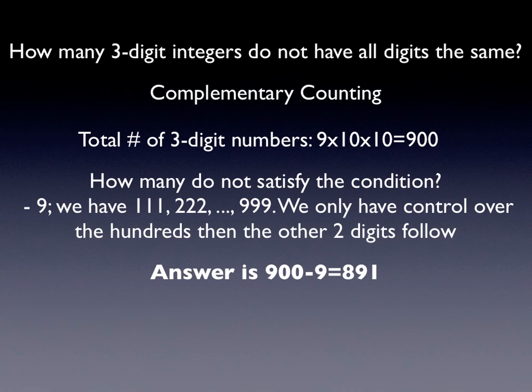Here, 900 is the total, 9 do not satisfy, so 891 satisfy. This is clearly much faster than direct counting.